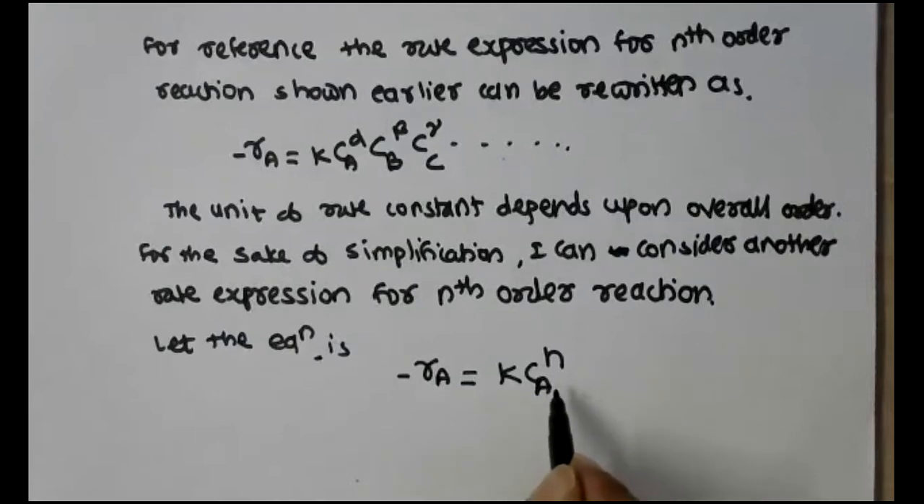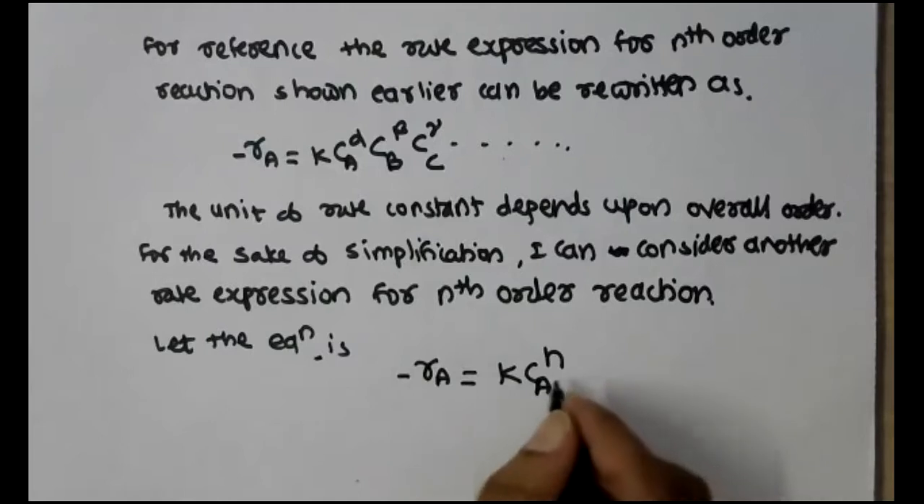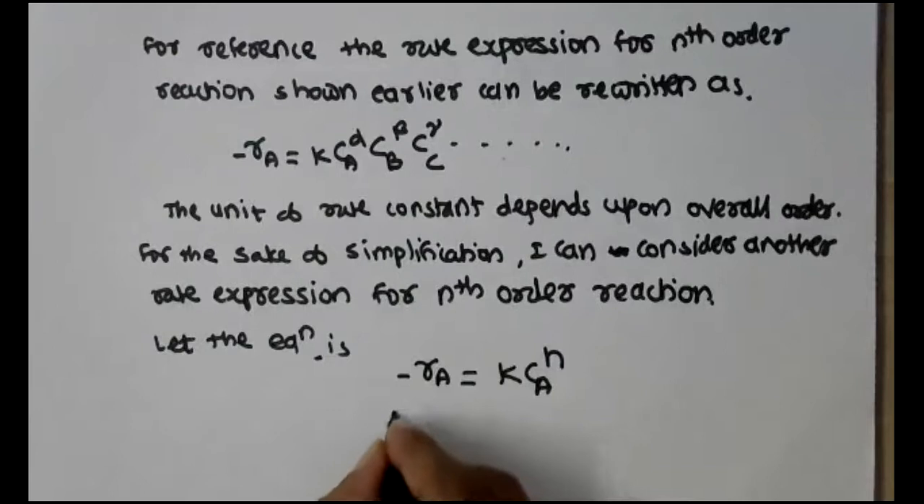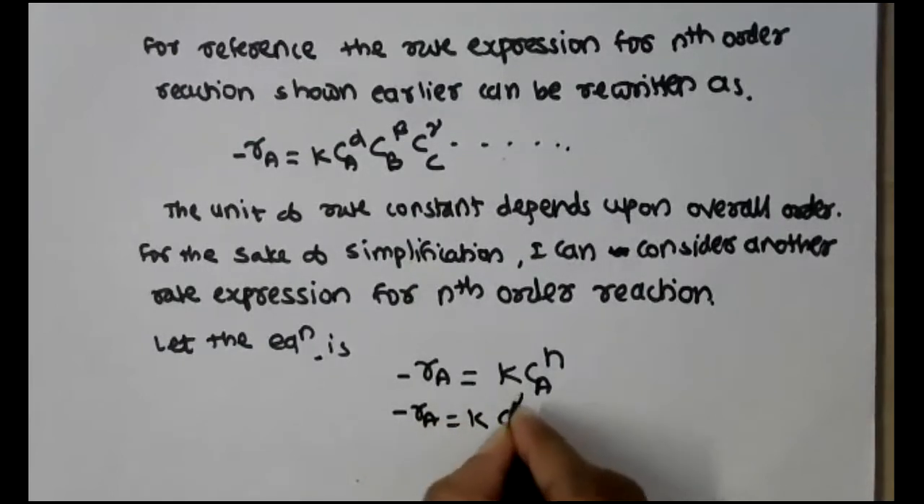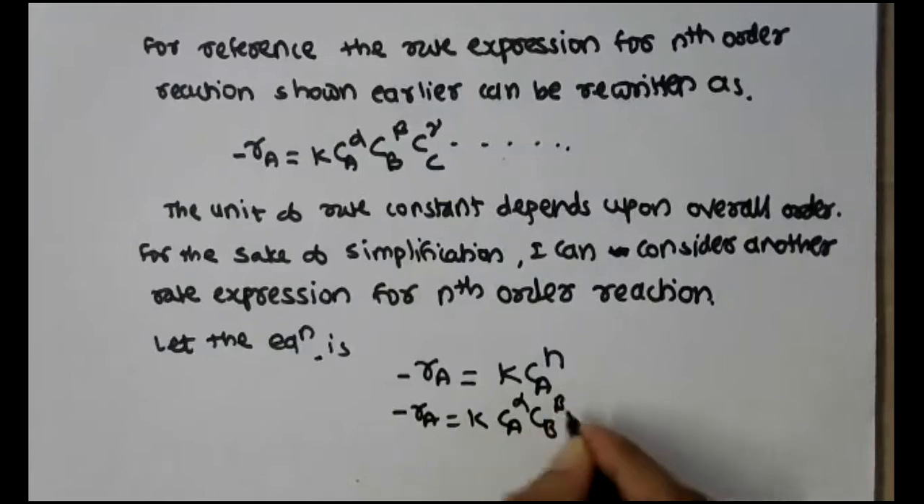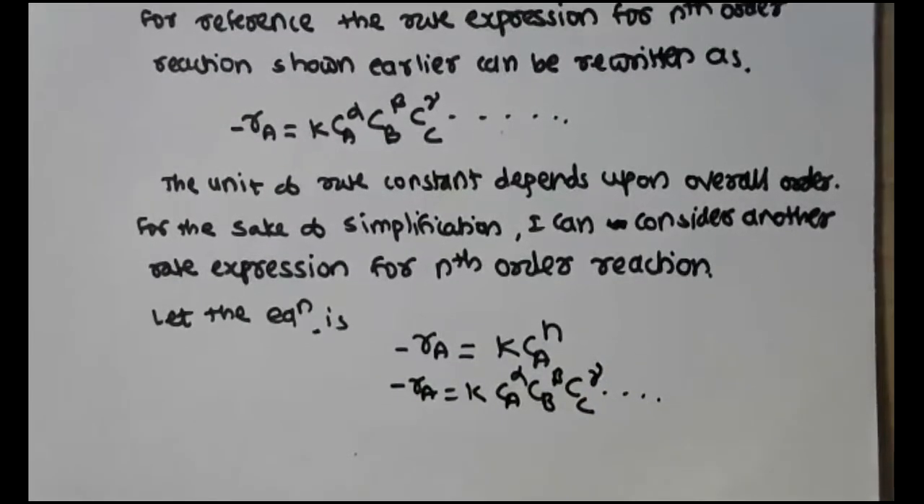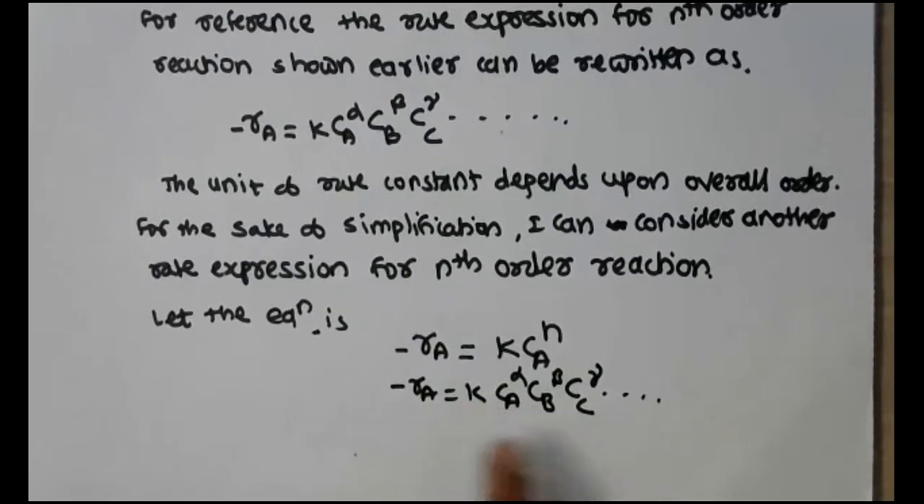So again, if you want, I can write it in that fashion also. Say for example, instead of this, considering the individual order, I could have written it like this: minus RA is equal to K CA raised to alpha, CB raised to beta, CC raised to gamma, right? Okay. Now, I want to find out the unit of rate constant.